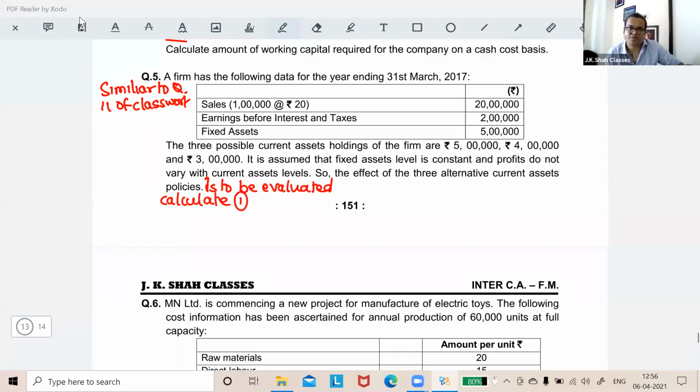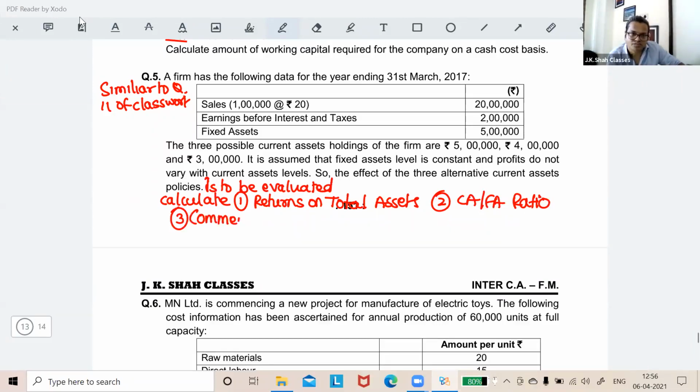Calculate number 1, returns on total assets. Number 2, current asset to fixed asset ratio. Number 3, comment on risk reward trade-off. Okay.